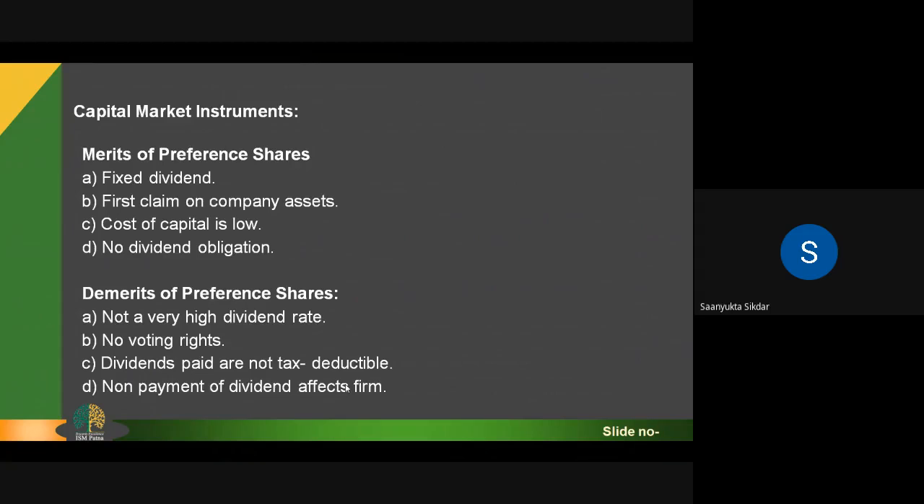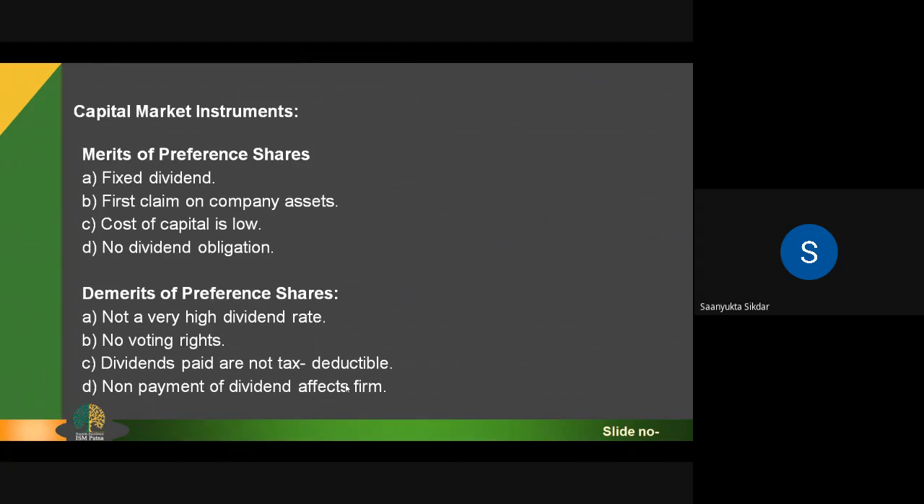Now, demerits of preference shares. What are the different demerits of preference shares? Basically, one is that there is not a very high dividend rate. It is usually fixed. No voting rights. They do not have any voting rights. Dividends paid are not tax deductible.